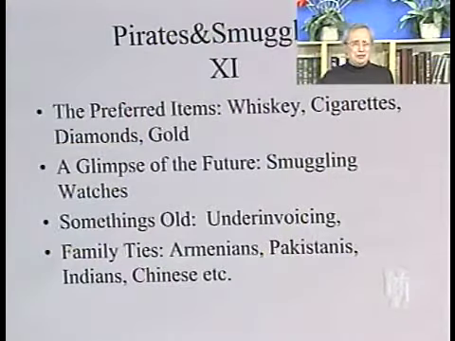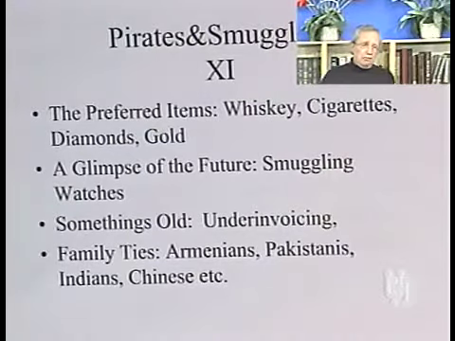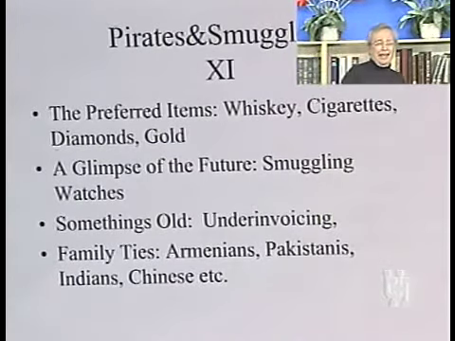This gives us a sort of list of preferred items. What were the kinds of things that were most commonly smuggled at this time? They were items like whiskey, where there are quotas and controls, cigarettes, where you've got monopolies, diamonds, and gold.